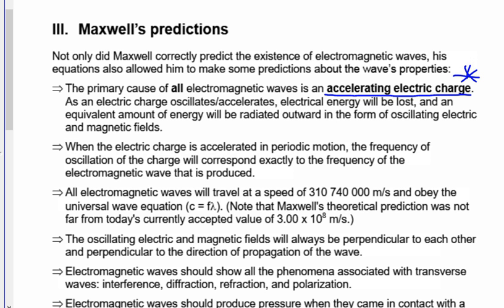It has to be accelerating, right? So if a question says you've got some electric charge traveling at uniform motion, they're trying to trick you. It's not going to create an electromagnetic wave. It has to be an accelerating electric charge, okay? As an electric charge oscillates or accelerates, electric energy will be lost, and an equivalent amount of energy will be radiated outward in the form of oscillating electric and magnetic fields.